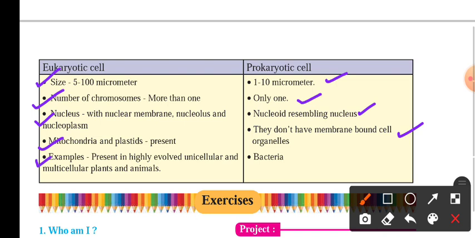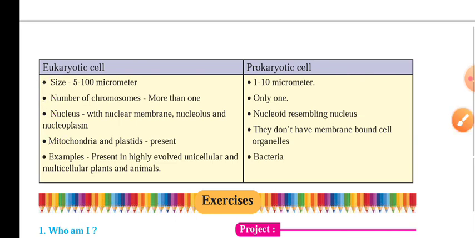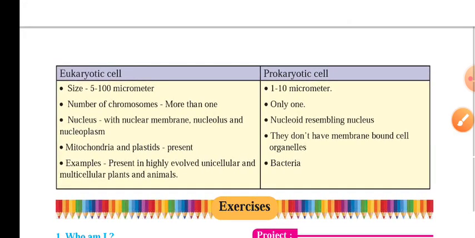And the examples they have given here: eukaryotic cells are present in highly evolved unicellular and multicellular plants and animals, whereas prokaryotic cells are present in bacteria. So this is all about the chapter cell and cell organelles.